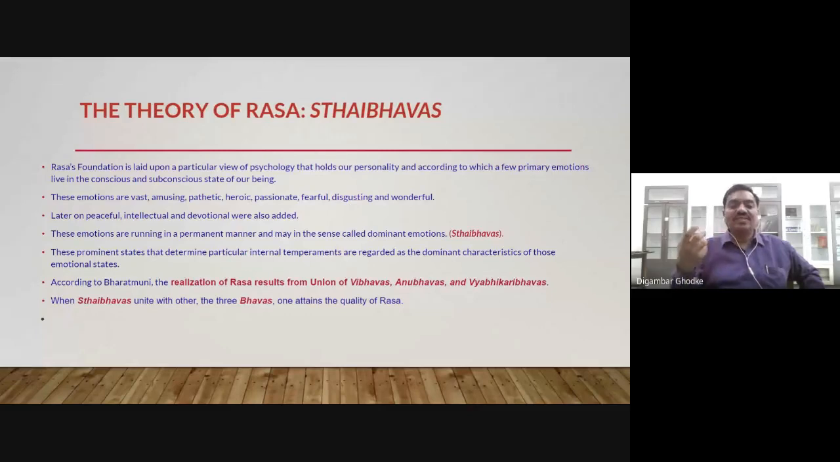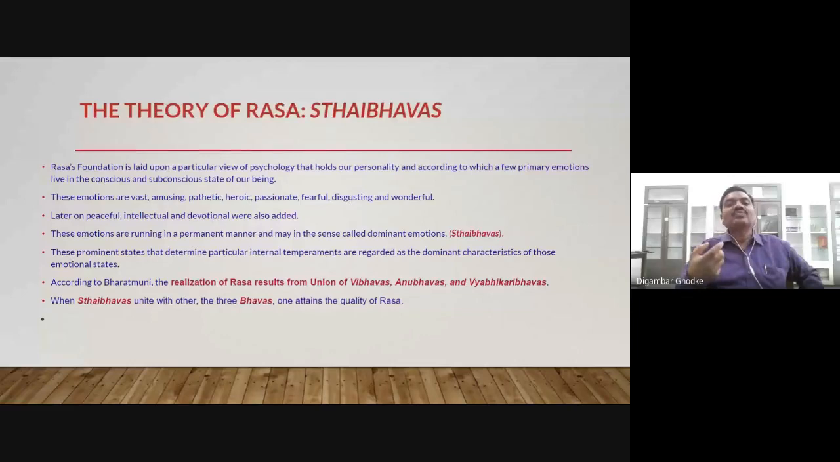Rasa is the result of the union of bhavas. There are different kinds of bhavas: vibhavas, anubhavas, and vyabhichari bhavas. When sthai bhavas unite with these vibhavas, anubhavas, and vyabhichari bhavas, one attains the quality of rasa. We can enjoy that rasa, that taste, we can say. Yesterday, I explained the meaning of rasa in this context.